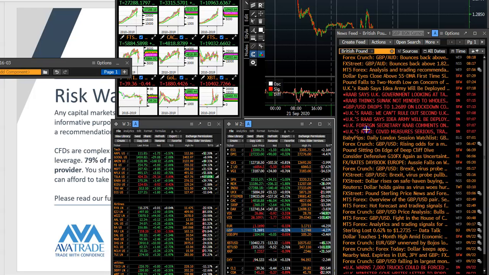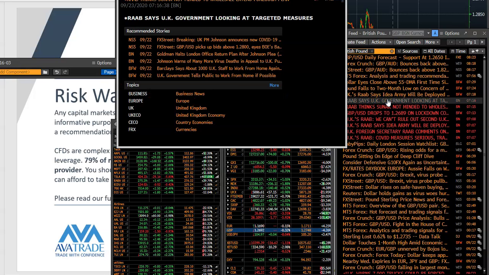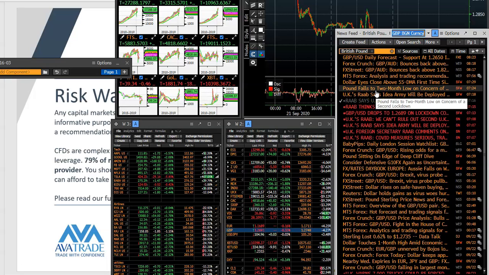So the Foreign Secretary, Raab, he's talking about more lockdowns coming, and then there's this news about 7,000 trucks, which is related very much to Brexit. And then we have one positive news, which says that yes, the UK government is looking to extend some of those measures with respect to furlough, but it is going to be targeted only. So meaning that it's not a wider support for the whole economy, which we really need right now. But that is not what we are getting. But regardless of that, pound has fallen to a 2-month low on concern of this. So that is pretty much it.